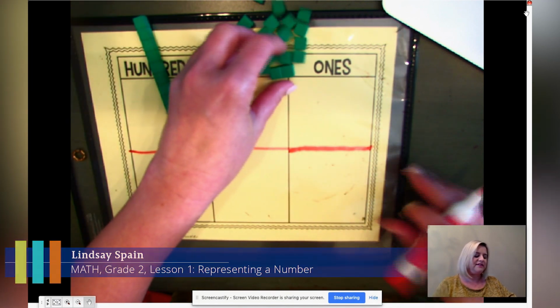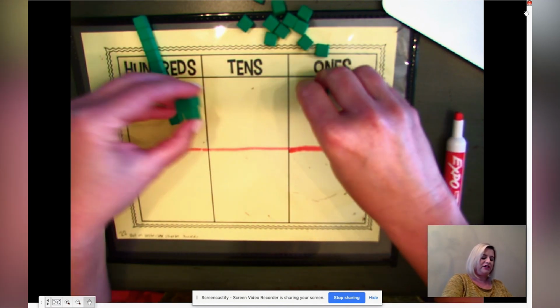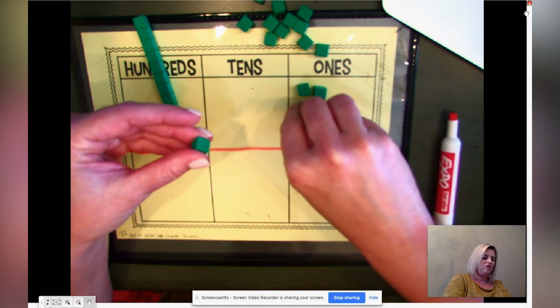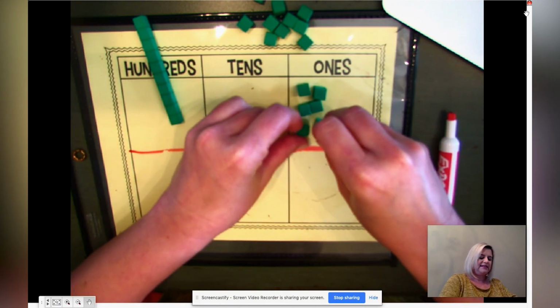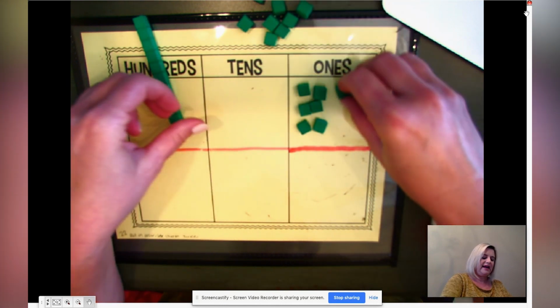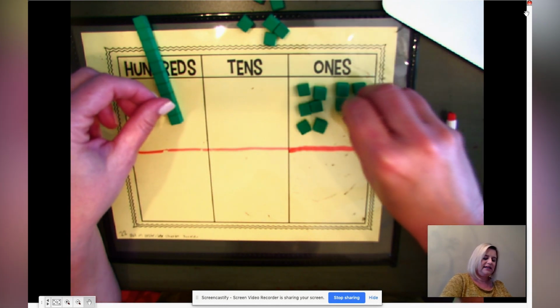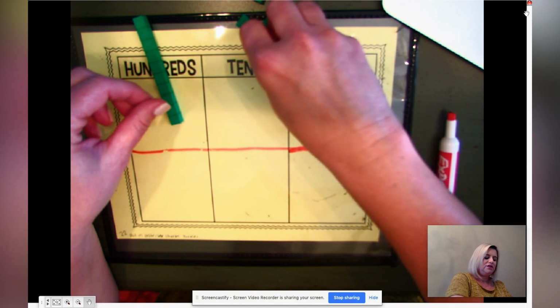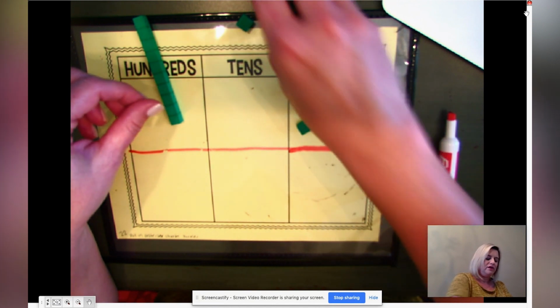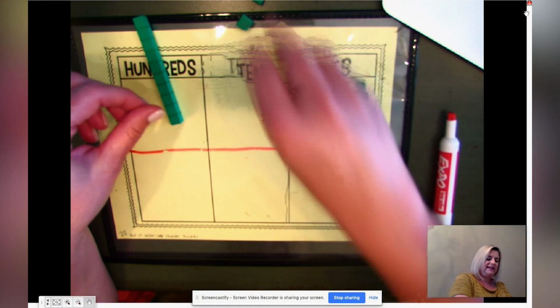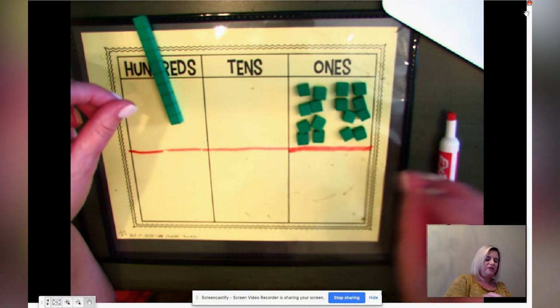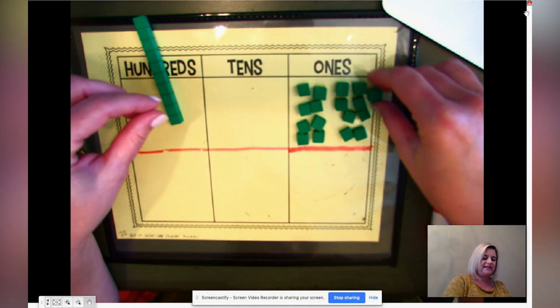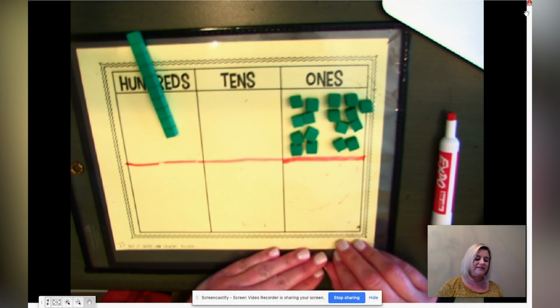So we had 17. Let's count by 2s. 2, 4, 6, 8, 10, 12, 14, 16. We need one more, 17. So now we have 17 ones.